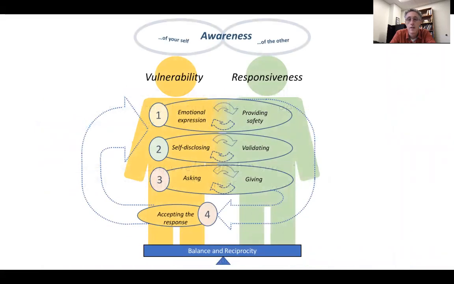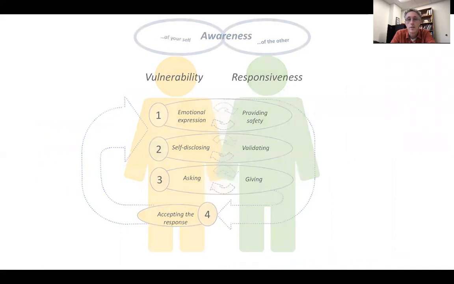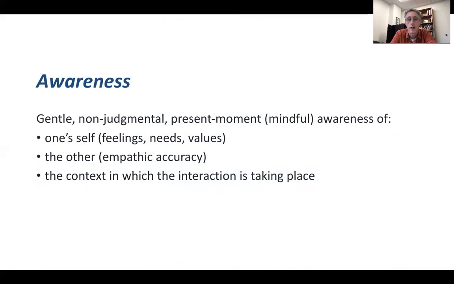So this is the model that we've been going over, and I will just briefly walk you through it one more time and then set up how we're going to work with it in more detail on Tuesday. It starts with awareness, and we want awareness of ourself, what we're feeling, what we need, what our values are, balanced with awareness of the other person. We could call this empathic accuracy. And awareness of the context in which the interaction is taking place, because of course different relationships, different contexts call for different kinds of behaviors and different ways in which vulnerability and responsiveness is expressed.